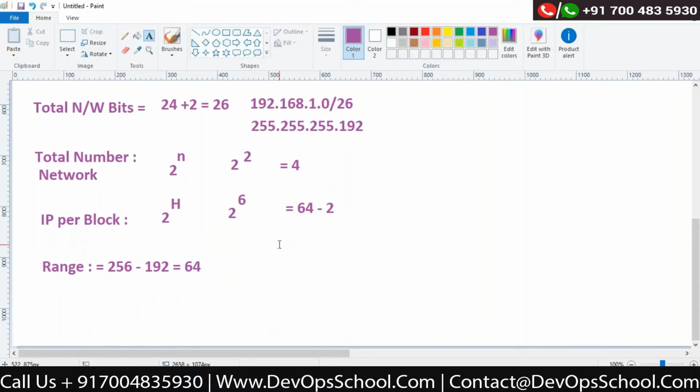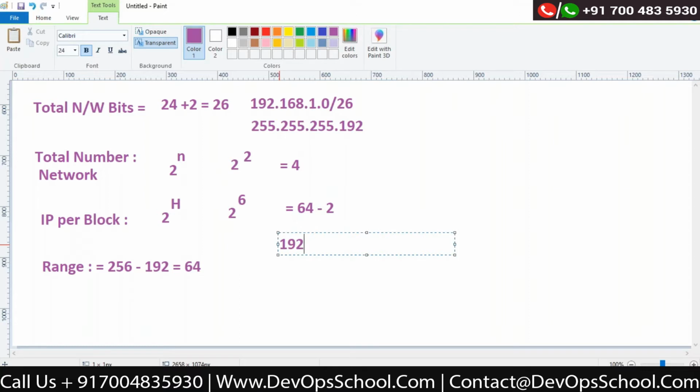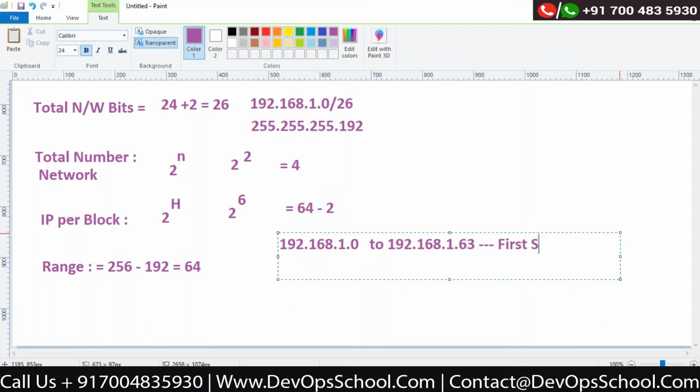So this is how it could be written. My first network would be 192.168.1.0 to 192.168.1.63. So total would be 64, correct? This would be my first subnet. This is my separate network. You can look, I got one network, but now I got four network logically divided, correct? This is my first subnet.